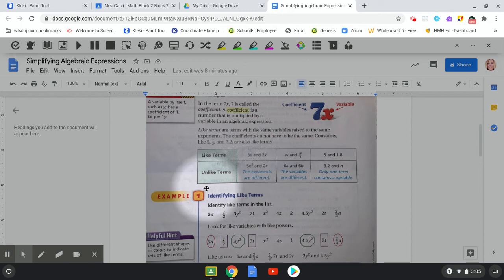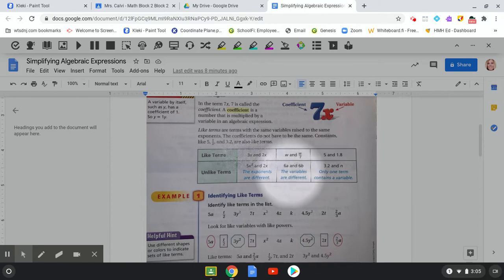So now for our unlike terms, we have 5x squared and 2x. Because the exponents are not the same, they are not like terms. So 5x squared is not the same as 2x to the first power. So exponents matter here. So right above with the 3x and the 2x, those were like terms because they both had an exponent of 1.